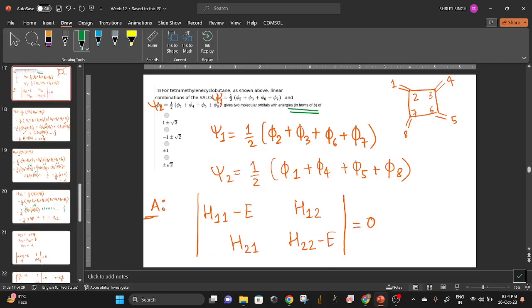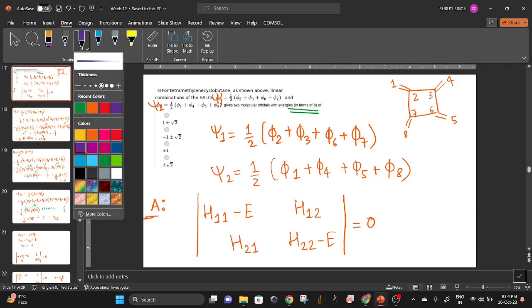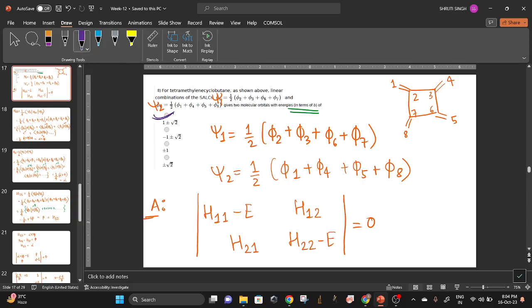Okay, so let's see which option. 1 plus minus root 2, not minus 1. That is the value of x, so that is wrong. So the answer is the first one. Option 1 is correct. Okay.